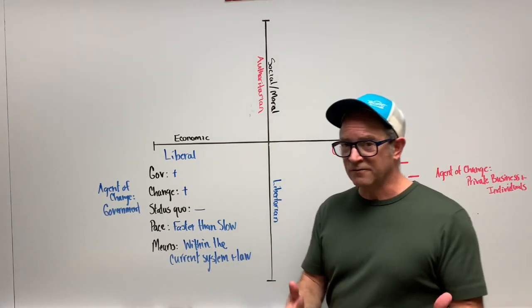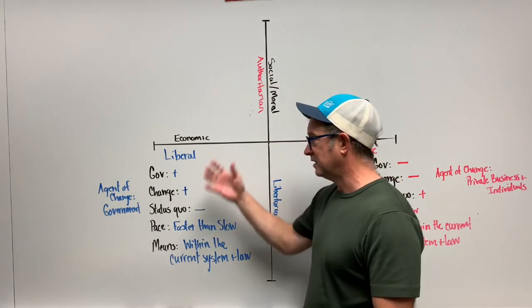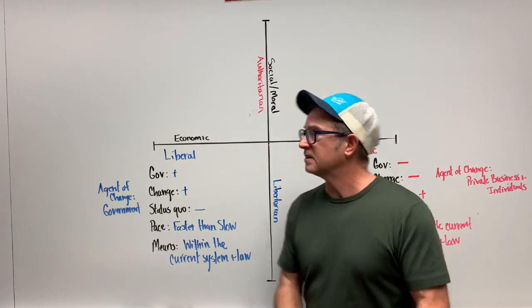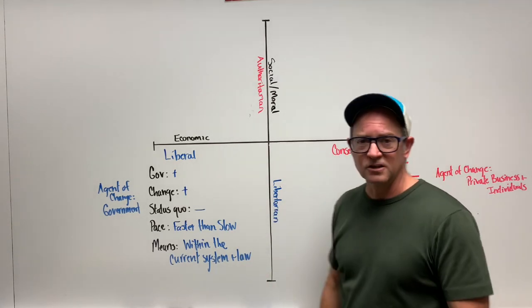All right, so that's your visual difference between liberal and conservative. In the next video, we'll talk about the difference between authoritarian and libertarian.